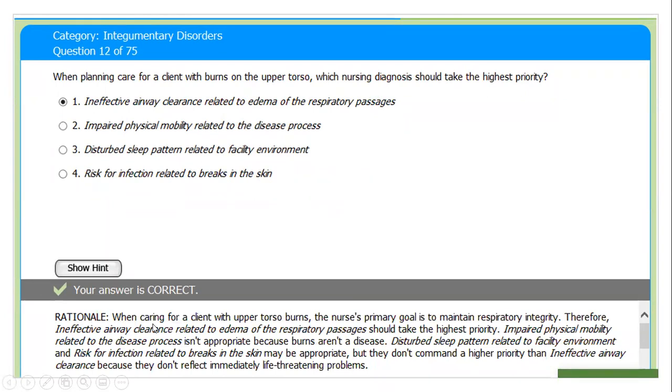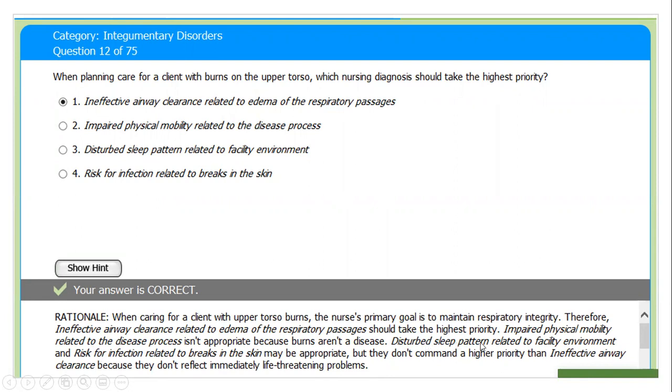The rationale said, when caring for a client with an upper torso burn, meaning the upper part of the body, throat, chest, nose, the nurse's primary goal is to maintain respiratory integrity. Therefore, ineffective airway clearance related to the edema of the respiratory passages should take the highest priority. Impaired physical mobility related to the disease process is not appropriate because burns are not a disease.